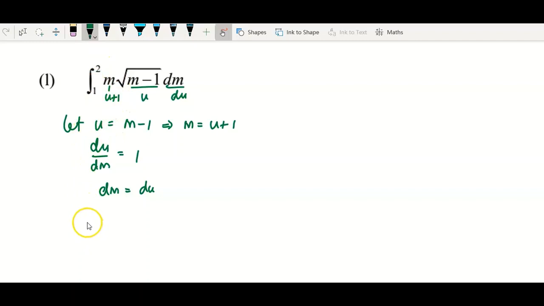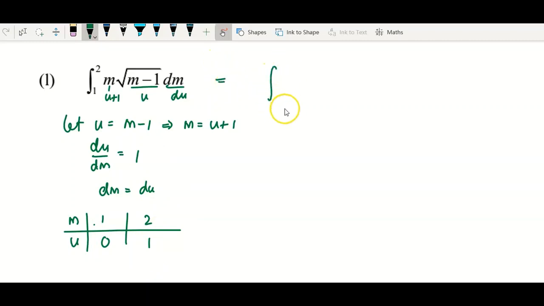And left to the lower limit and the upper limit. Originally, the m limit is from 1 to 2. We need to get the new limit for the u. Substitute 1 into here, we get u equals 0. Substitute 2 into here, we get u equals 1.